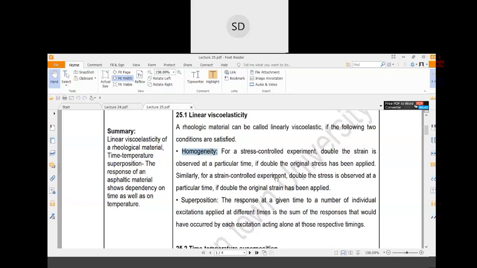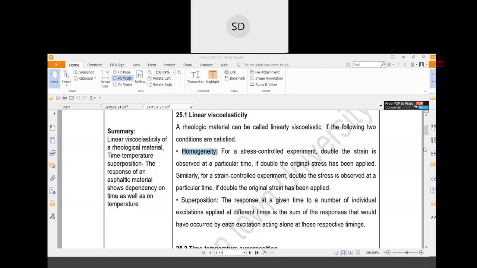Similarly, for a strain controlled experiment, double the stress is observed at a particular time if double the original strain has been applied. So basically this is the homogeneity in such cases.